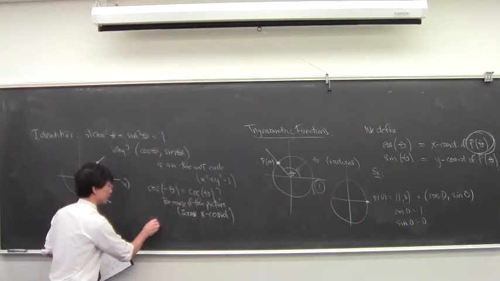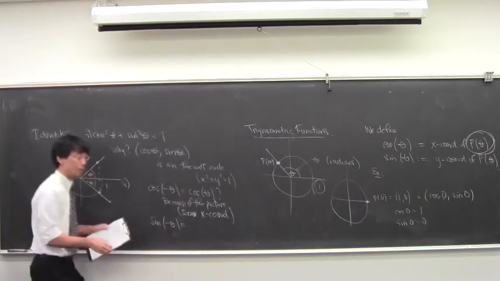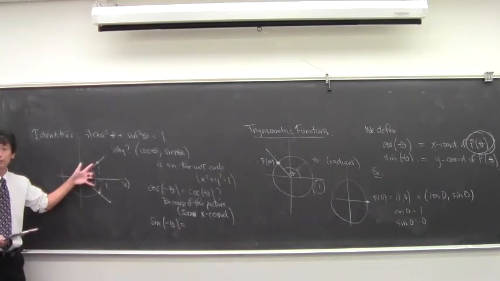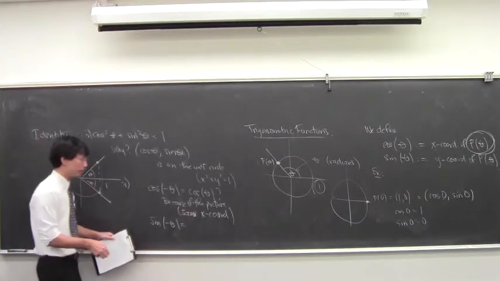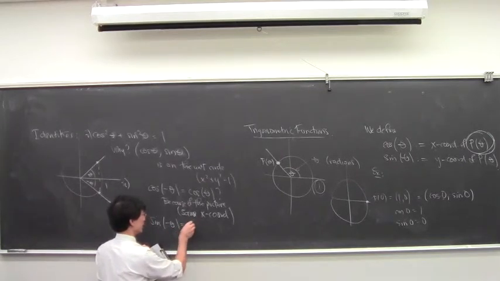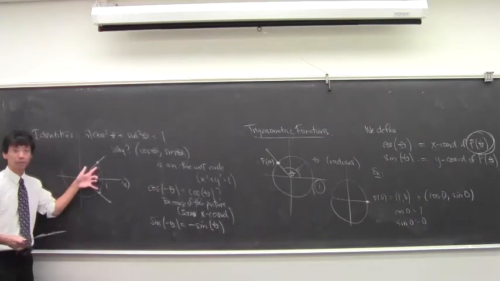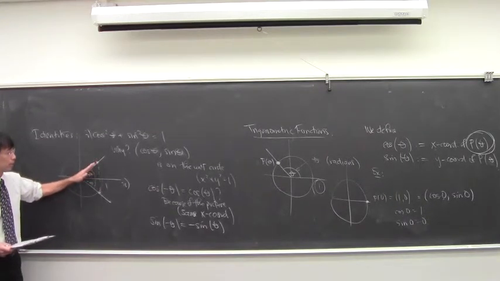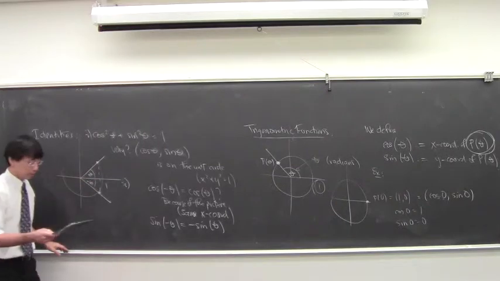What can you say about the sine of negative theta? What about the y-coordinates? Are they the same? They are negatives of each other. So sine of negative theta is negative sine theta. Again, because of the picture and some geometry, you know that this number is going to be the negative of that number.